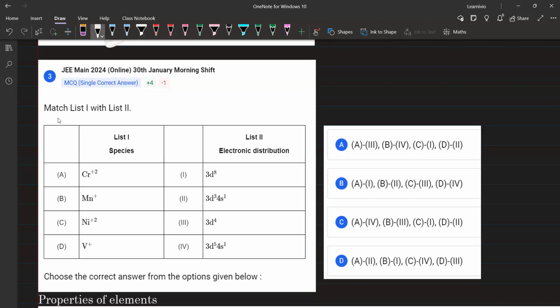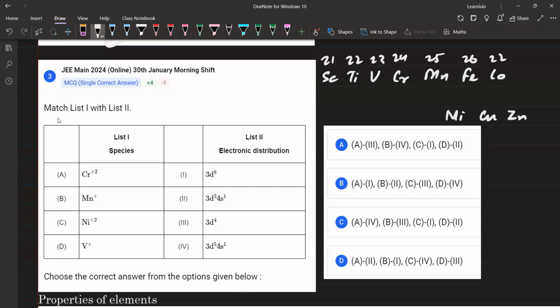So the first transition series, the elements that we have: Sc, Ti, V, Cr, Mn, Fe, Co, and Ni, Cu, Zn. So these are the elements 21, 22, 23, 24, 25, 26, 27, 28, 29, 30. Apart from chromium and copper, all of these elements till 28 have their electronic configuration according to the atomic number itself. So scandium is going to be 4s2 3d1.